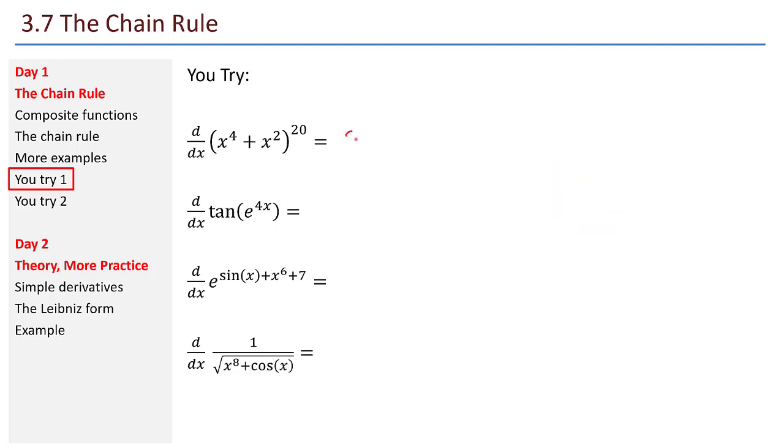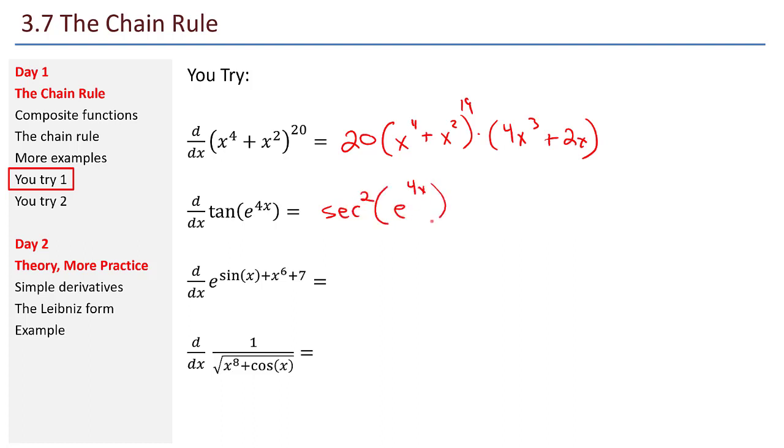First example, 20 x to the 4 plus x squared to the 19th times 4x cubed plus 2x. Second example, the derivative of tan is secant squared. So secant squared of, inside stays the same, e to the 4x. Then the derivative of e to the 4x is 4 e to the 4x.